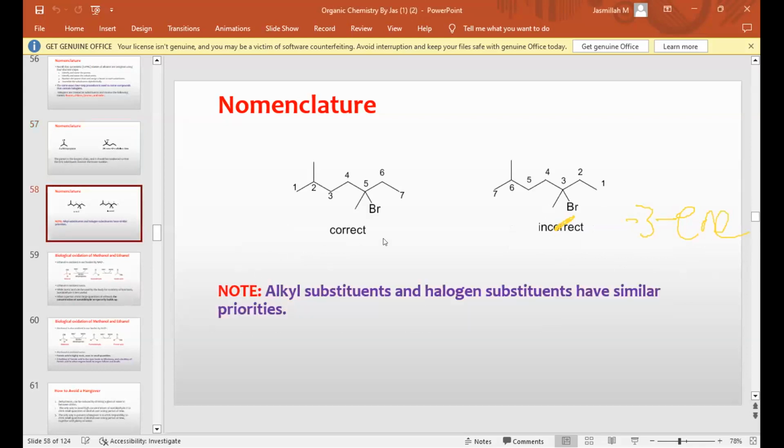Another thing to note: alkyl substituents and halogen substituents have similar priorities. So when naming, we don't count to give bromine the smallest number. We start counting by looking for the longest chain. Both alkyl and halogen substituents have the same priority. So this is the way to count, not that way. Our counting starts here: 1, 2, 3, 4, 5, 6, 7.